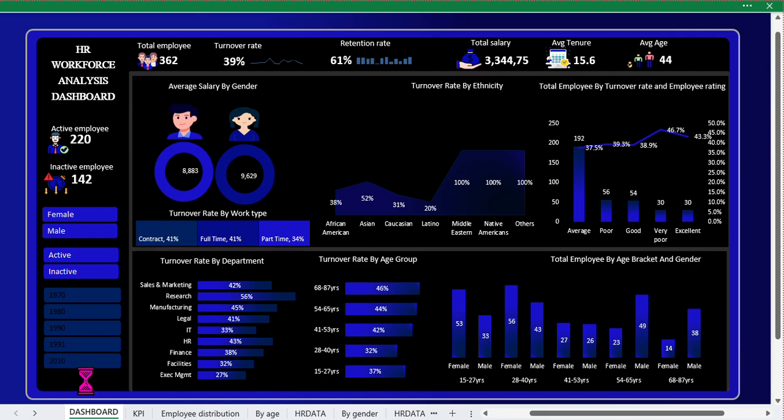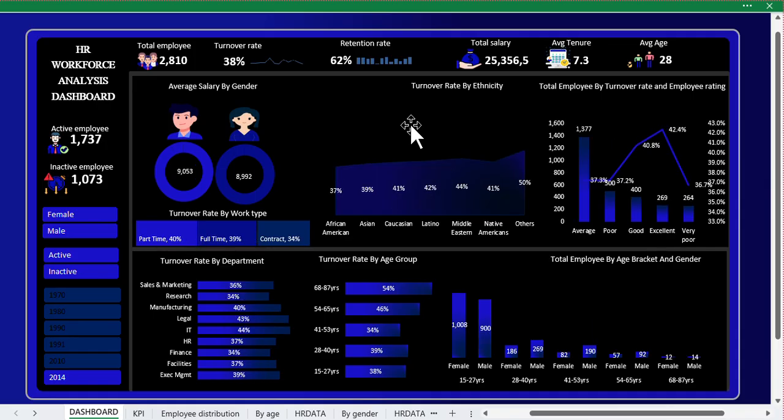Now, if I go ahead and slice 2014, let's also see what happened in the year 2014. In 2014, they had a total employee count of 2,810. They had 1,737 active employees and 1,073 inactive. Their turnover rate as of 2014 was 38%. So there's just a little decrease.